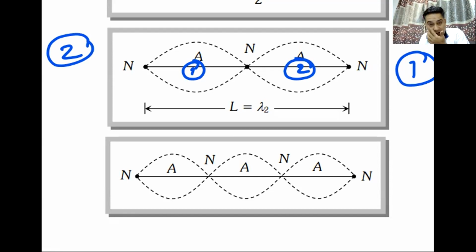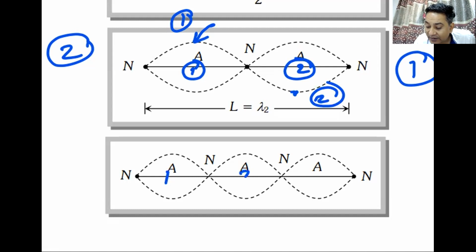In segment number 1, all particles are in the same phase. In segment number 2, again, all particles are in the same phase. But if I look at segment 1 and segment 2, they are 180 degrees out of phase. That means when the particle is here in segment number 1, in segment number 2, the particle would be here. So they will differ by a phase of pi from one segment to the other.